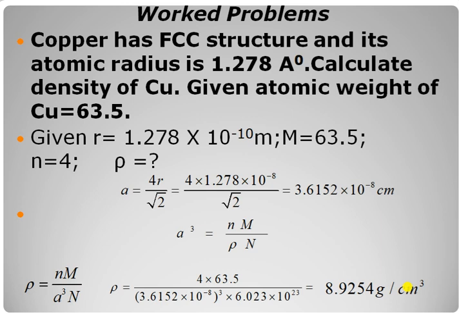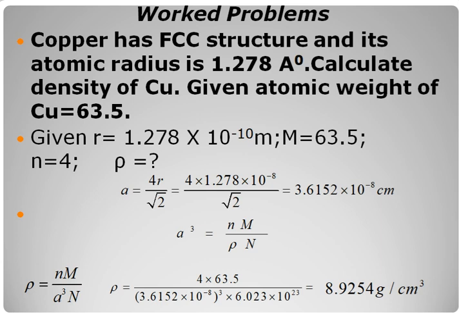Molecular weight is 63.5. Here in this case n equal to 4 because we are going to consider the FCC structure, and the number of atoms per unit cell in FCC structure is 4. We have to calculate the density, but before that we will have to calculate the lattice constant a, and the lattice constant for FCC is equal to 4r upon root 2. So substituting the value of r, we will get 4 into 1.278 into 10 raised to minus 8 divided by root 2. It will be equal to 3.6152 into 10 raised to minus 8 centimeter.